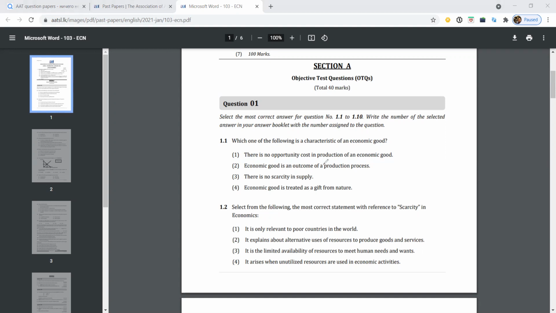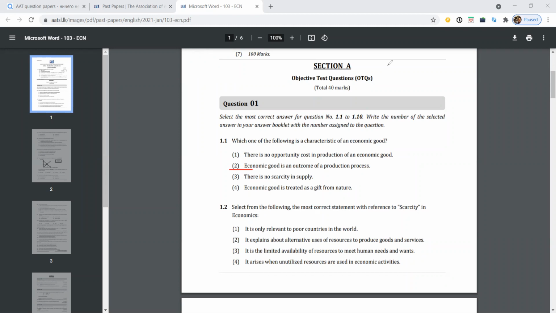There is no opportunity cost in production of economic goods. Wrong. Economic good is an outcome of the production process. No. The answer is the second one. There is no scarcity in supply. There is unlimited output. Economic goods treated as a gift of nature. No. A gift of nature is a free good.